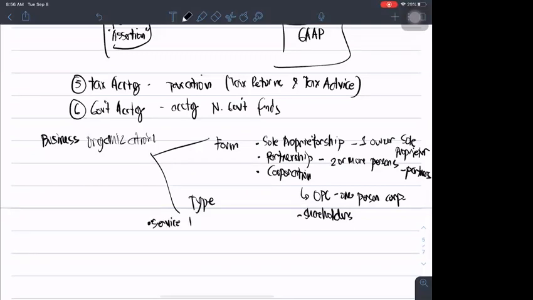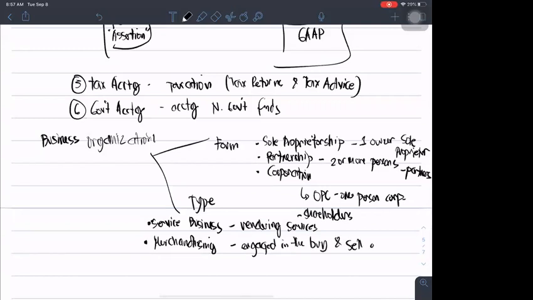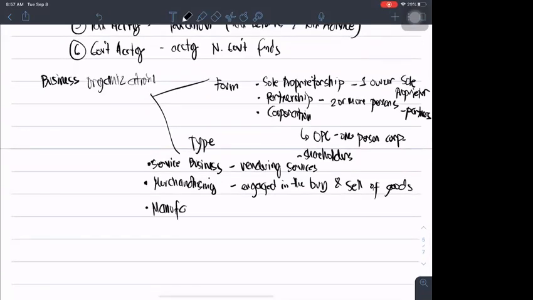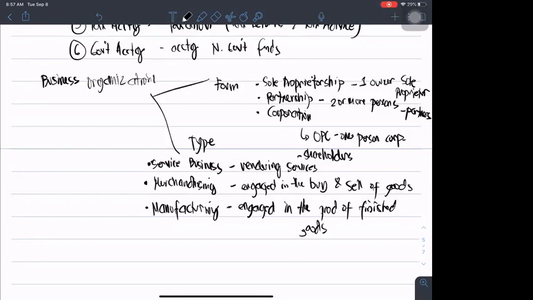First one, we have your service business. Service business, this is engaged in the rendering of services. So this can be your dentist, your nurses, etc. Barber shop, that can be a service business. Next, we have your merchandising business. When it is a merchandising business, it is engaged in the buy and sell of goods. And last type is your manufacturing, which is engaged in the production of finished goods. Okay, so take note, when we see production, from your raw materials up to conversion into your finished goods.